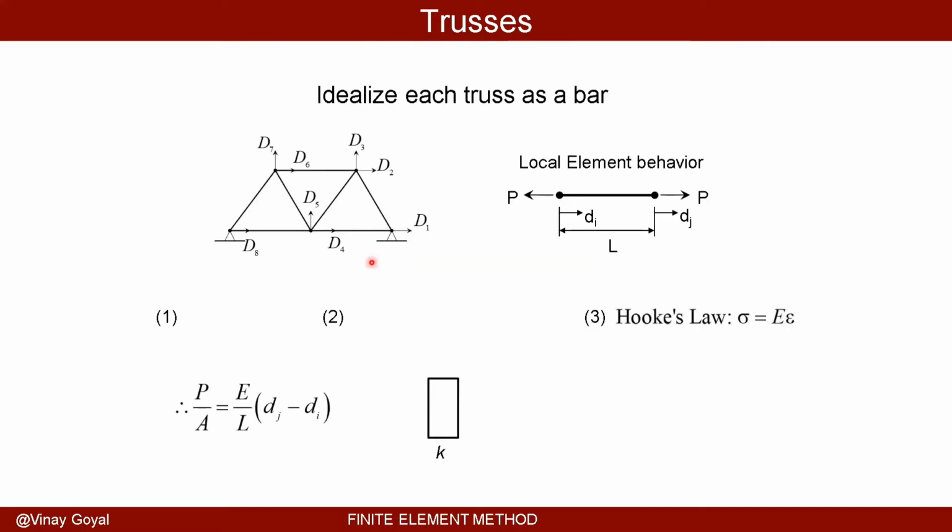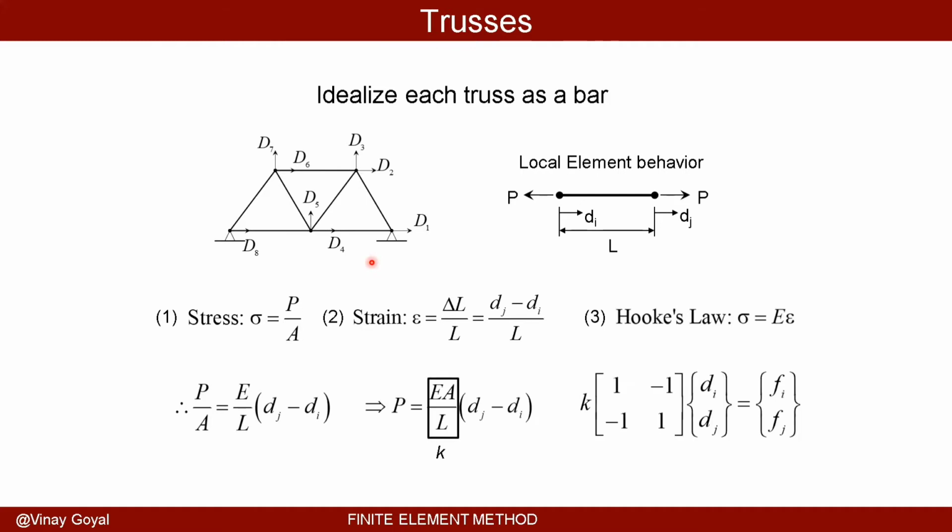So I could discretize, and I'll just do it all at once here. I can idealize each truss. Each of these trusses, I could idealize it.